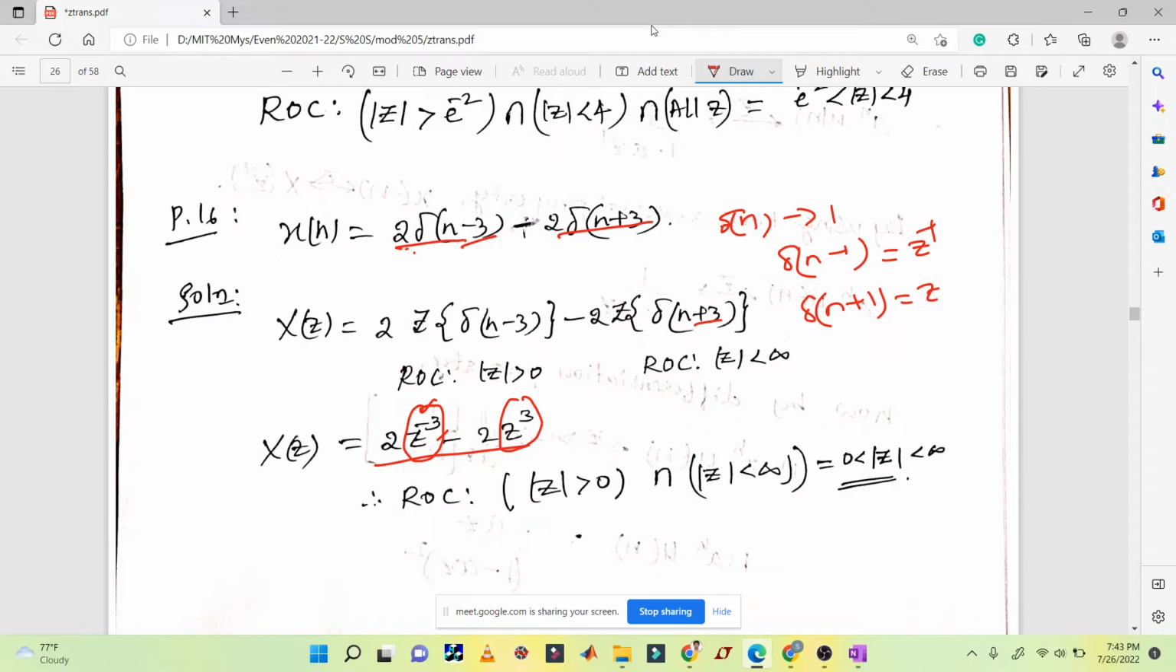Already we have discussed this in the very first class. So ROC will be from 0 to infinity here. Okay, greater than 0 but less than infinity. So we can have ROC somewhere like this. Okay, so from 0 to infinity we can have.